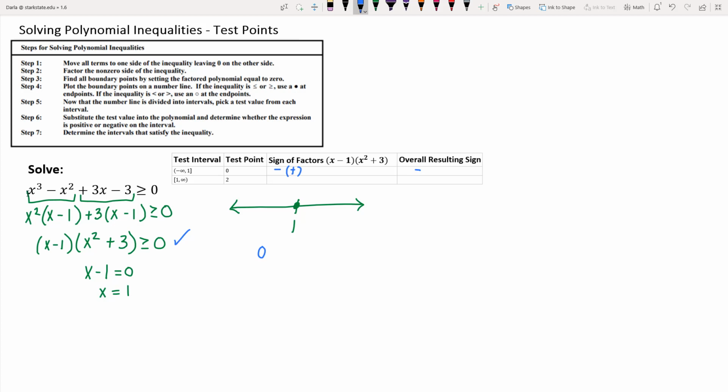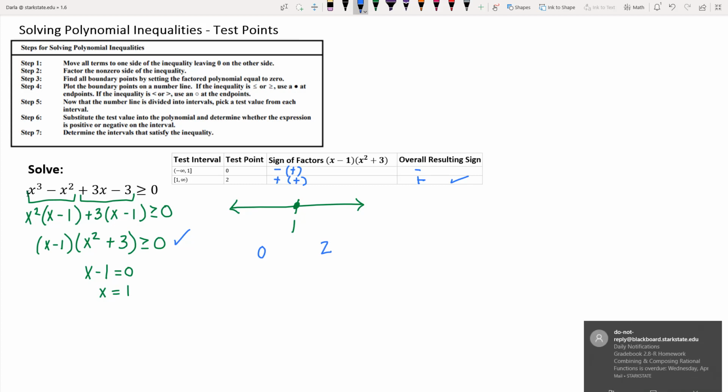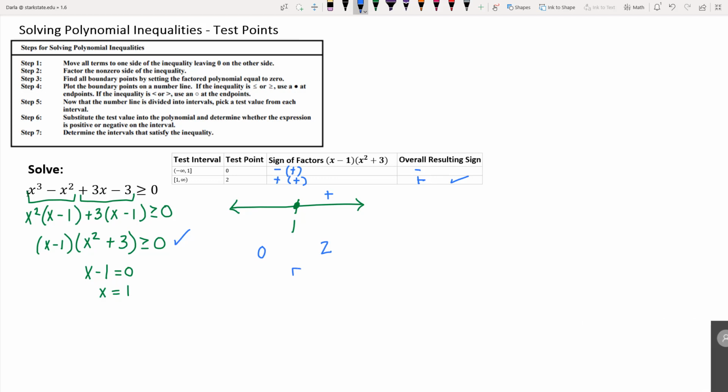Then I would do the same thing to the right of that 1. I might pick a test point of 2 and plug that into my factorization. 2 minus 1 gives me a positive, and 2 squared plus 3 also gives me a positive. Positive times a positive is positive overall. As far as our solutions are concerned, we are looking for the values in which we are greater than or equal to 0, so where we're positive or equal to 0. This is where we're positive overall, and we're equal to 0 at that 1. So my solution is from 1 to infinity. Every value within that interval is a solution to my polynomial inequality.